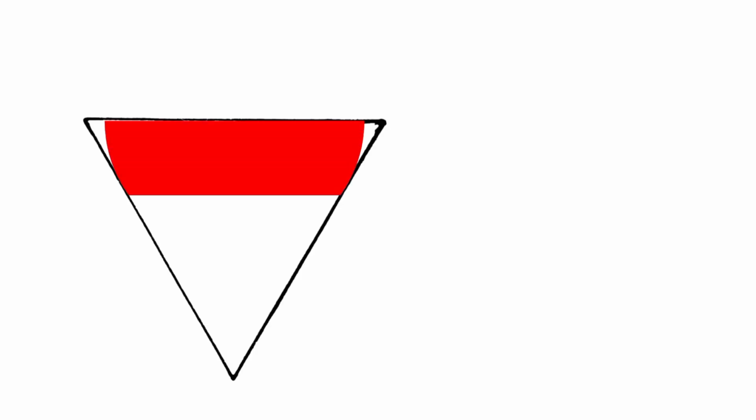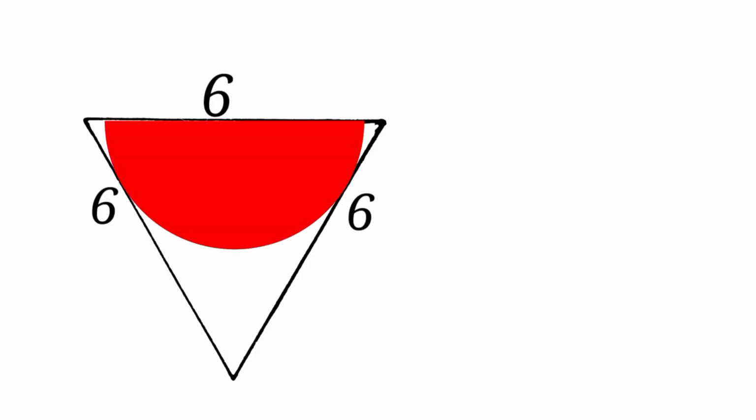Given a triangle with an inscribed semicircle, the semicircle diameter lies along the top of the triangle and its arc touches the two sides. How large is the red shaded area of the semicircle?